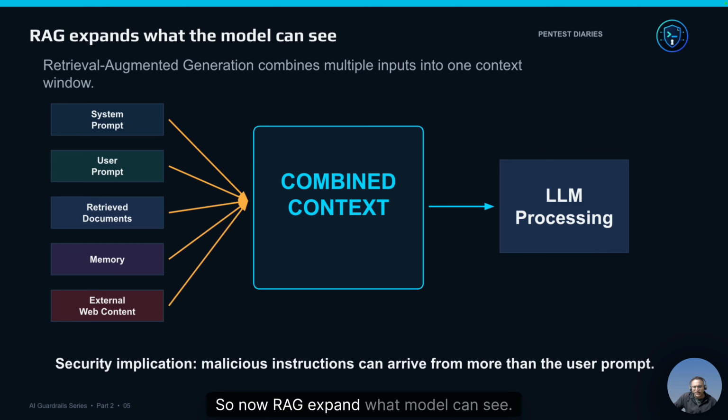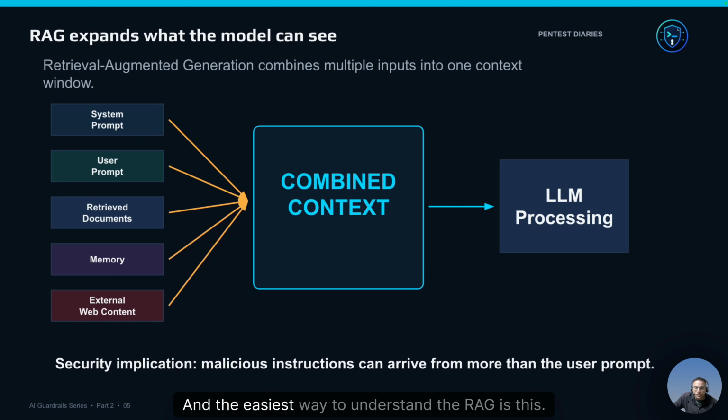So now RAG expands what the model can see. The slide shows a combined context made up of the system prompts, user prompts, retrieved documents, memory, and external web content, with the security implication that malicious instructions can enter through sources other than the user prompt. So what to say? RAG stands for Retrieval Augmented Generation.